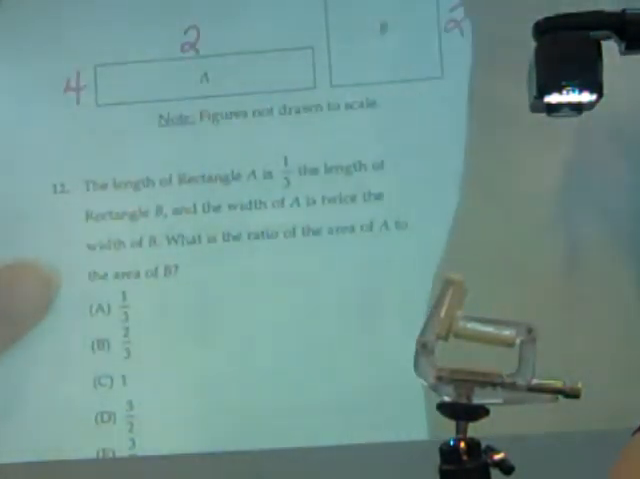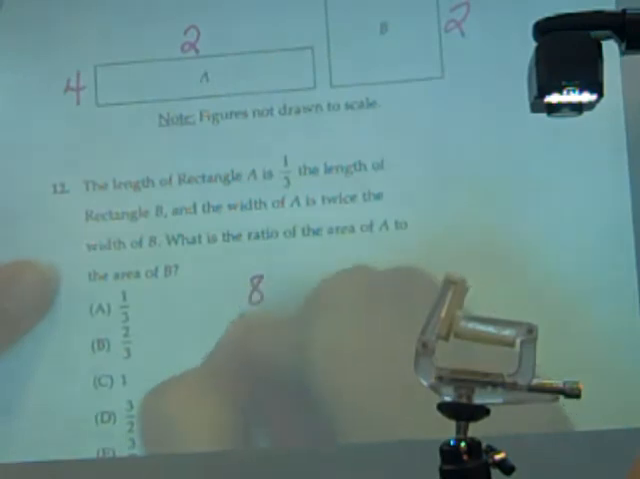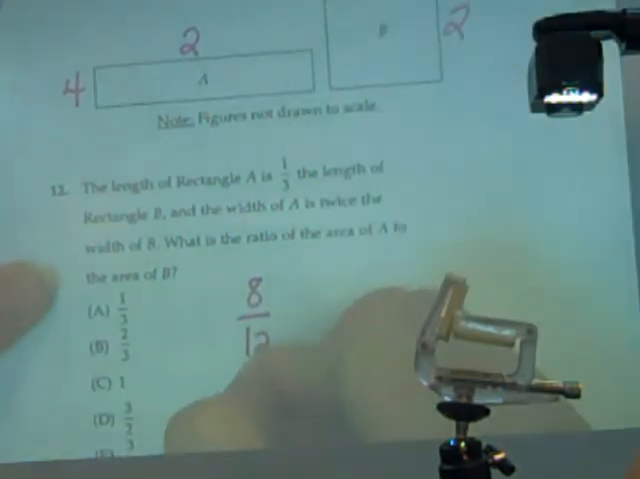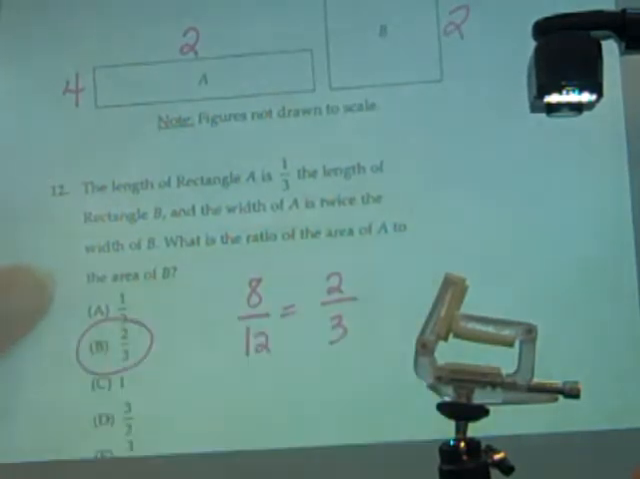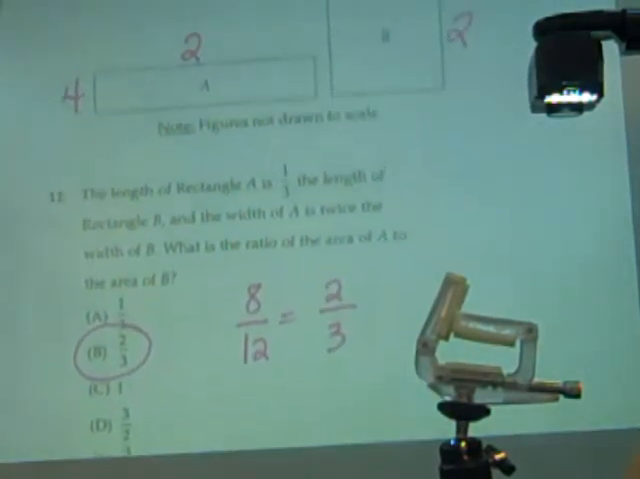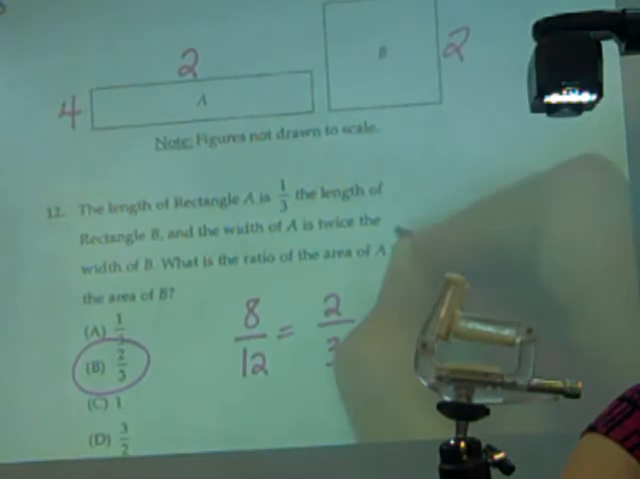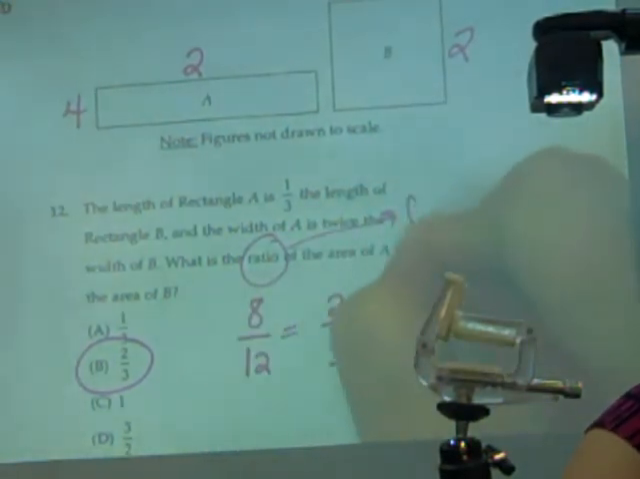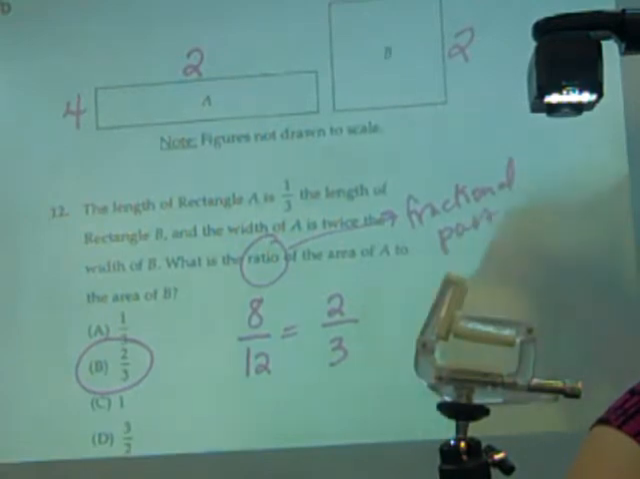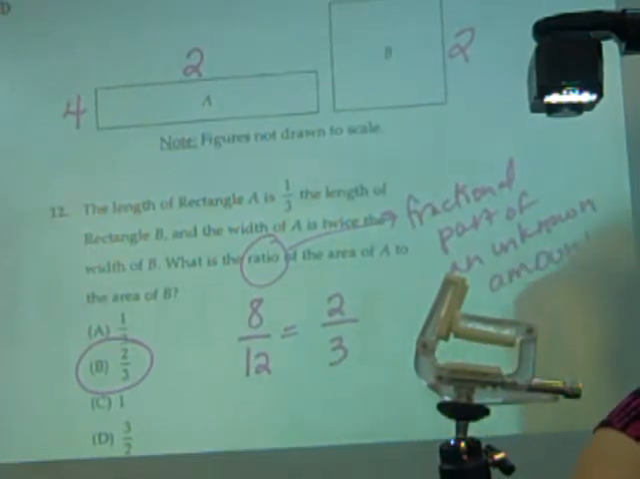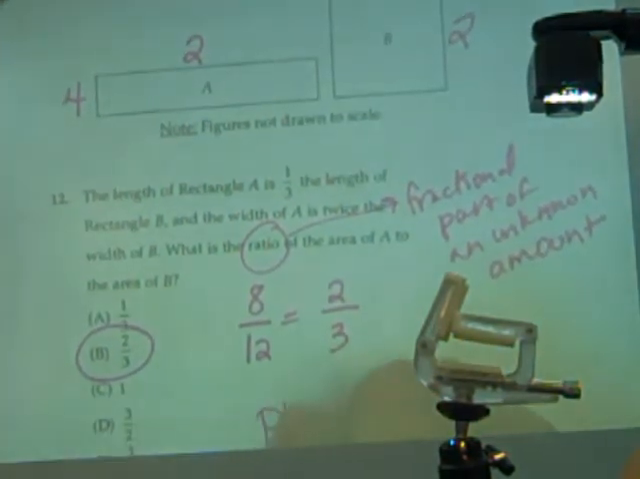What's the ratio of the area of A to the area of B? Well, the area of A is 8. The area of B is 12. So 2 to 3. B. Now you could just make stuff up because this is asking you about a ratio or a fractional part of an unknown amount. So when you have that, you can just make stuff up. Just make sure it fits the problem. So plug in.